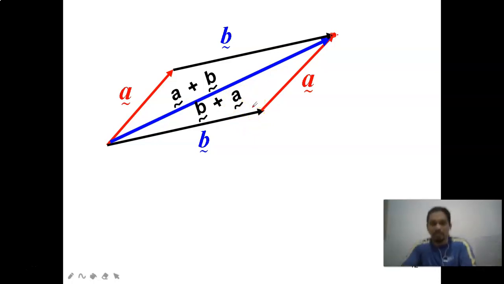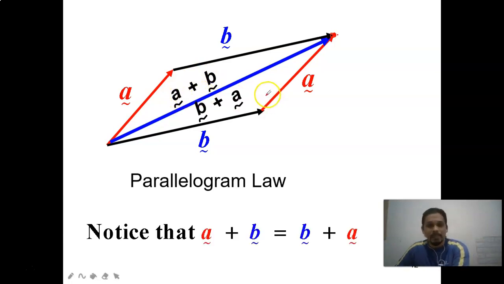Even though it gives us the same direction, the same destination last point here, because we're using a different route, it gives us a different addition of vectors. Okay, using a parallelogram, notice that A plus B equal to B plus A.